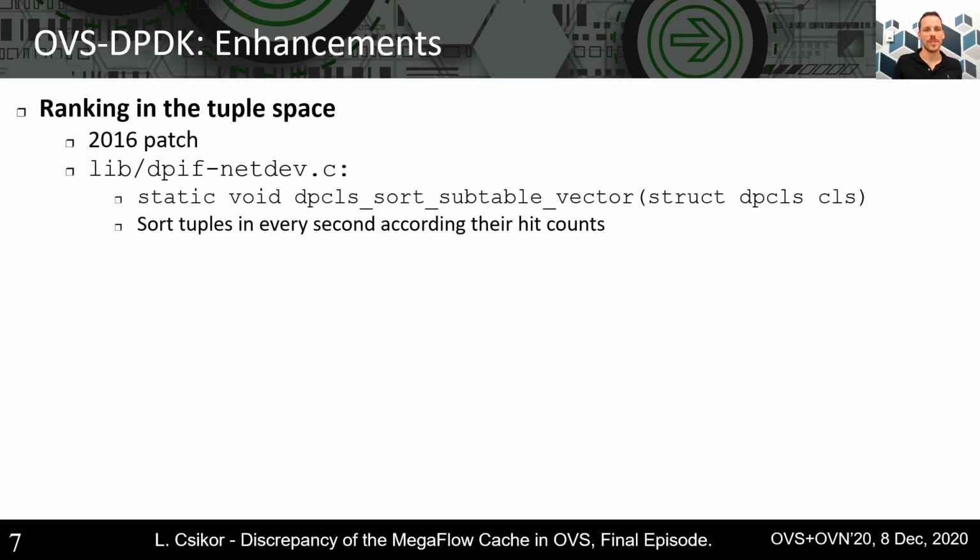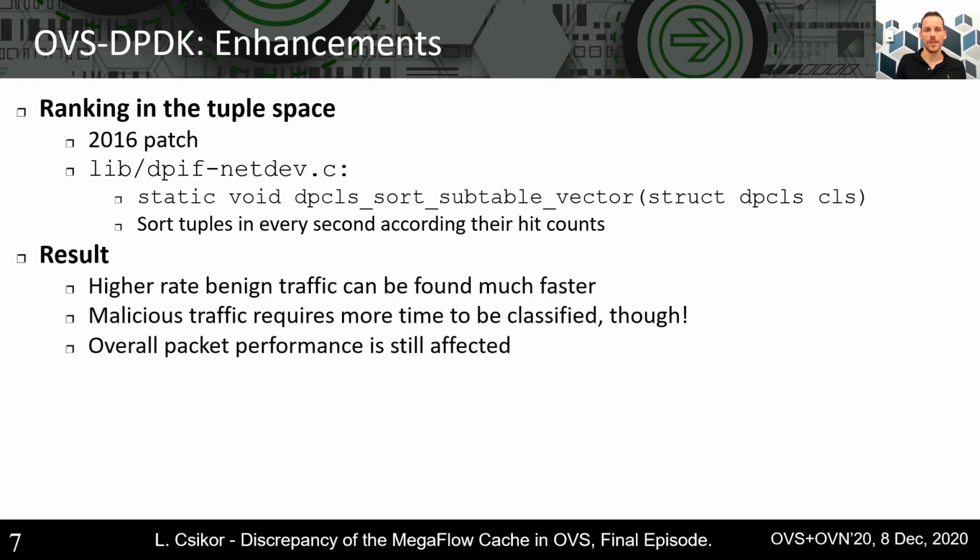In 2016, there was a patch for OVS-DPDK which introduces a ranking in the tuple space. This means that tuples having more hits will be ranked higher and the linear search process will find a matching entry faster. This, in our case, also means that the malicious traffic will never be found first and it requires more time to be classified. As a result, the overall packet performance is still affected, but the benign traffic can at least go through.